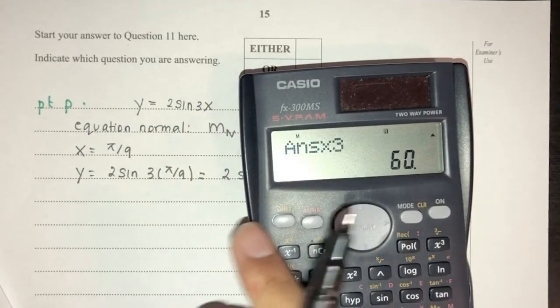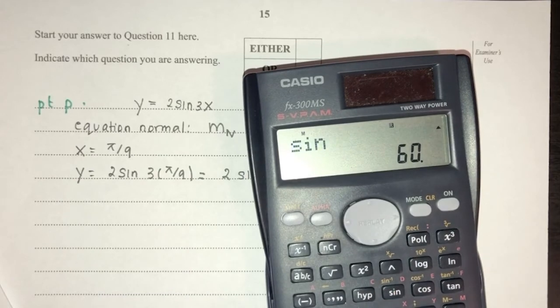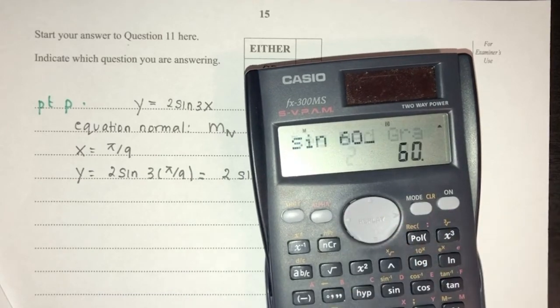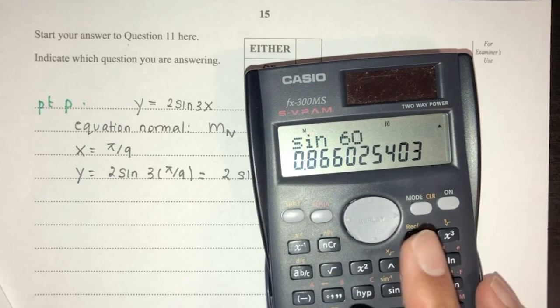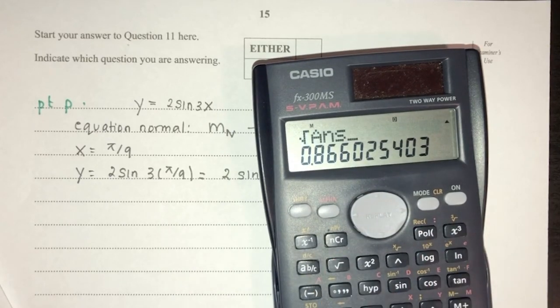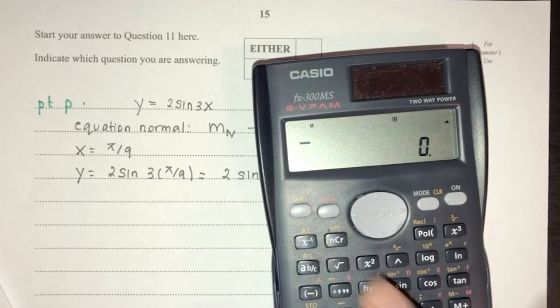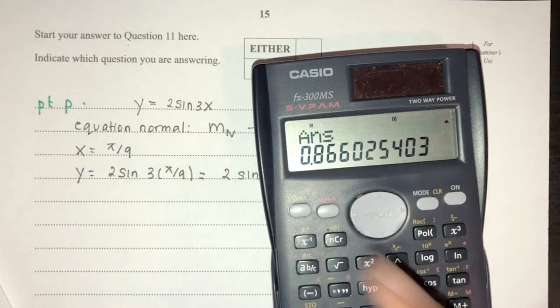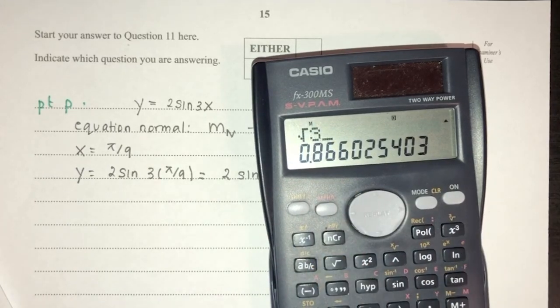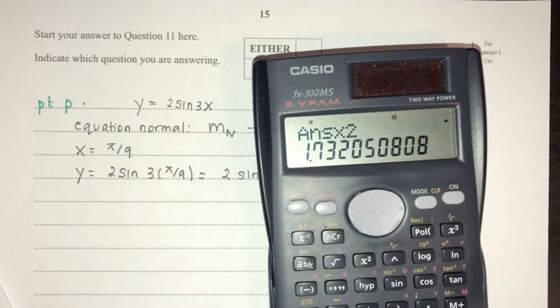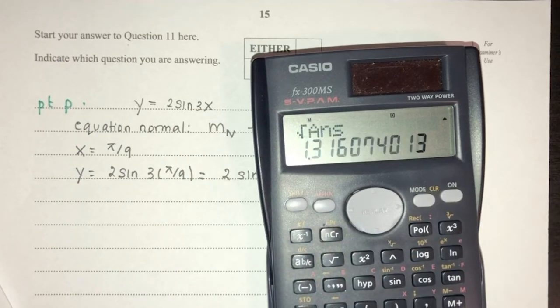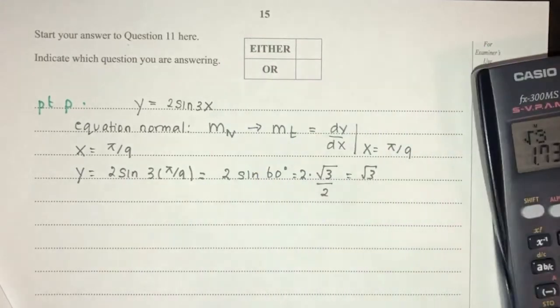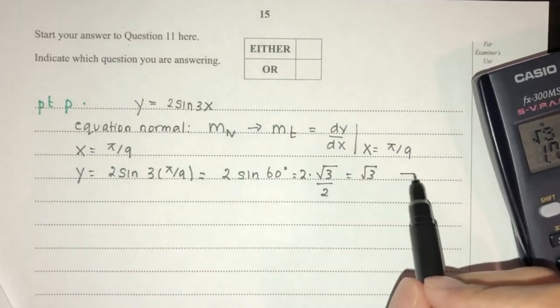So let's check. Sine of 60 in terms of degrees is basically root 3 divided by 2, right? So let's try. Root 3 divided by 2 should give you the same answer. Yeah, that is right, times 2. That should give you root 3. So this answer is root 3. That is for the exact value.